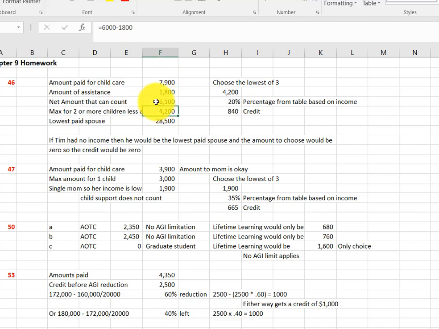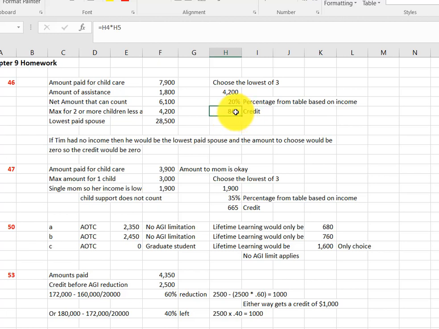So our 3 numbers are the amount paid, taking away the amount of the assistance; the $6,000, taking away the amount of the assistance; and the lowest paid spouse, which, since we were told each spouse makes equal amounts, is divided by 2. So we take the lower of those 3 numbers, that's the $4,200. The percentage is just found on the table based on their AGI, and that's 20%. So we take that times the lowest of those 3 numbers, and that's our credit.